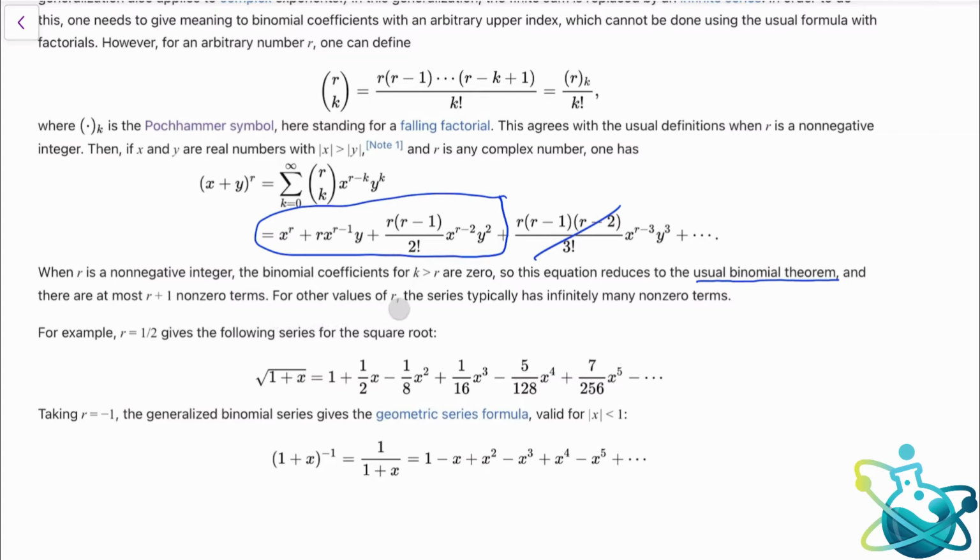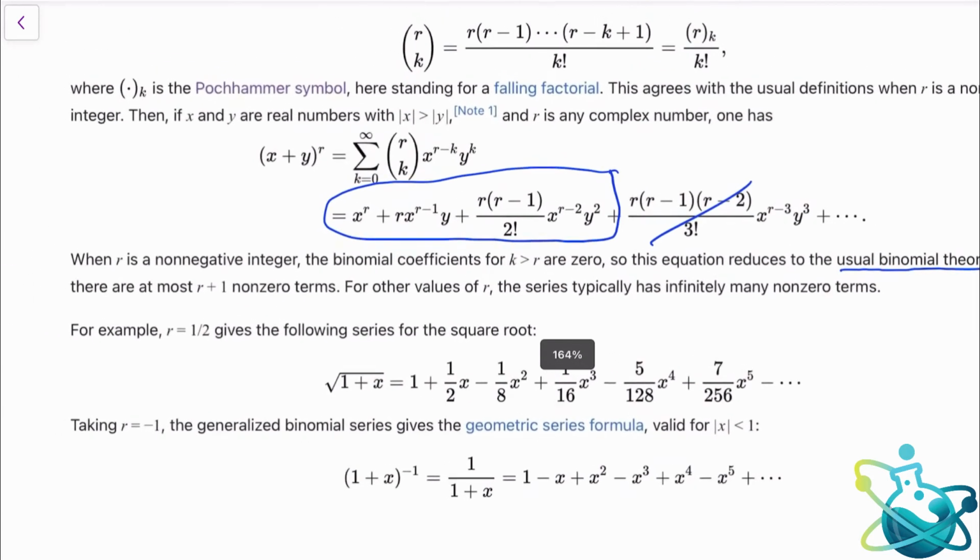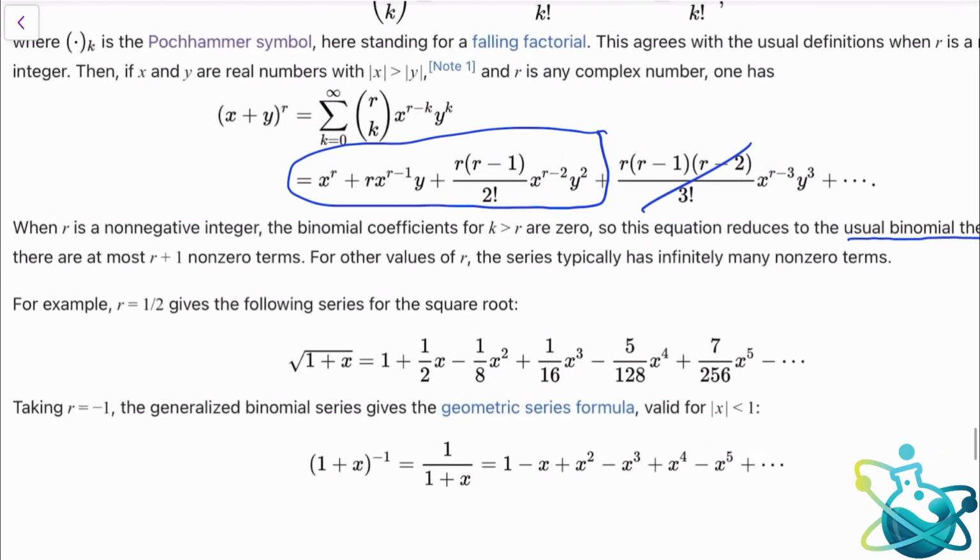For other values of r, the series typically has infinitely many non-zero terms. Now guys, what are the other values of r? That is the negative numbers. Sorry, this is a bit small, I hope you can read it. Here r actually stands for real numbers: your negative numbers, your fractions, all those numbers. This is called a series. The series typically has infinitely many non-zero terms.